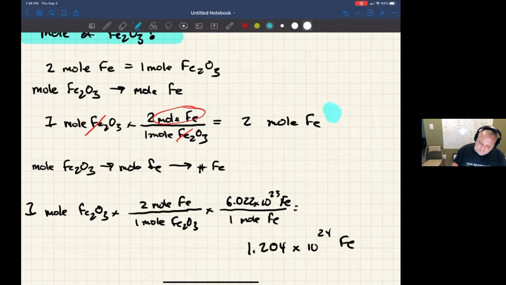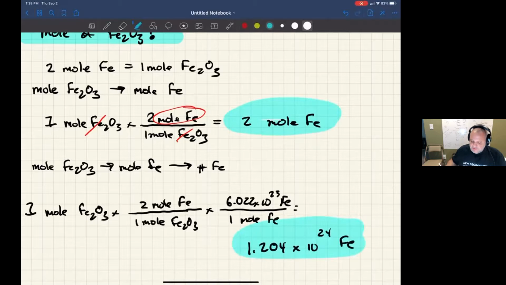And so for the first one, it's just 2 moles of iron. And for the second half of the equation, it's 1.204 times 10 to the 24 iron atoms. This isn't really new in the stoichiometry chapter, but if you're doing it earlier in the course, then this should be appropriate for that particular reminder.